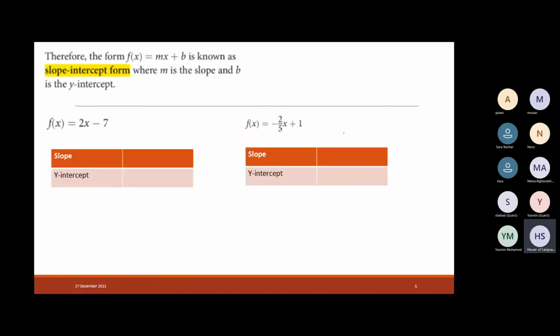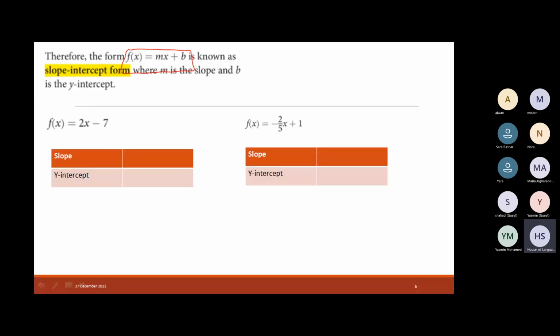As I told you, f of x, its standard form is mx plus b, and we call it slope-intercept form. Do you remember when you could find the slope from the graph, from the table? And today we're going to learn how to find the slope from the equation.